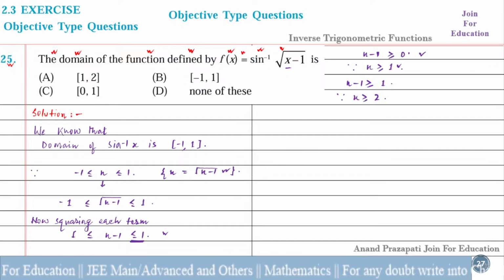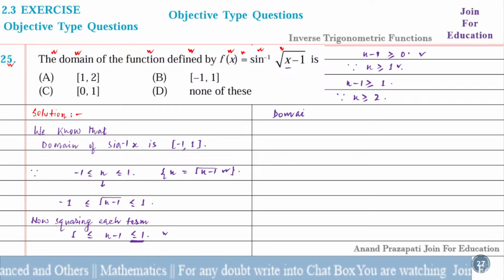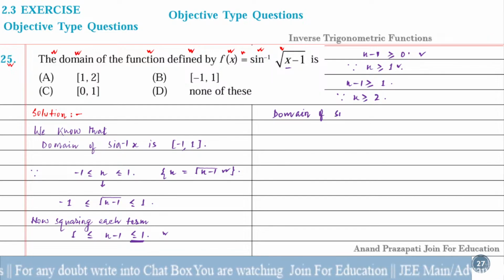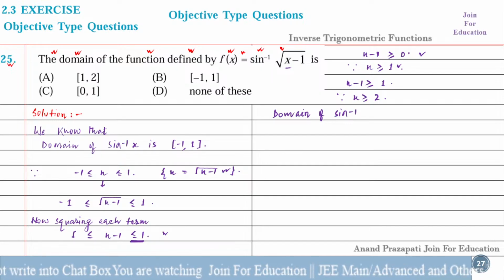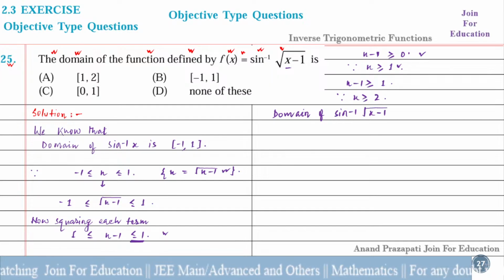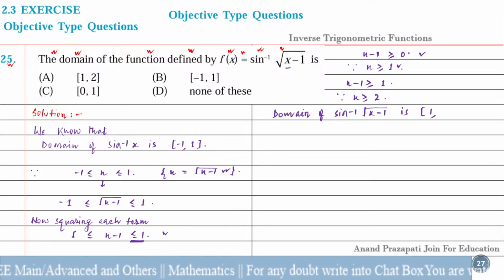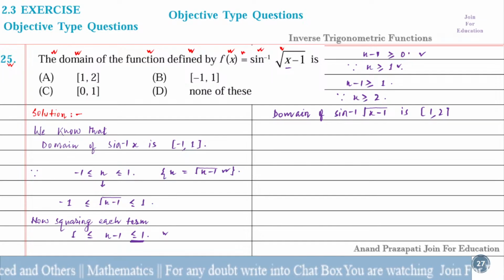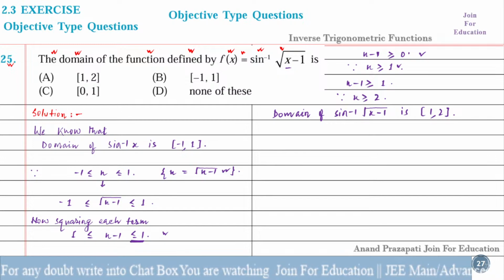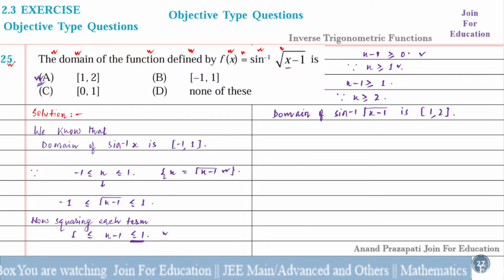In that case the domain of sine inverse of (x minus 1) over root is 1 to 2 in the closed interval, and 1 to 2 in the closed interval is in option A. So the correct option is A.